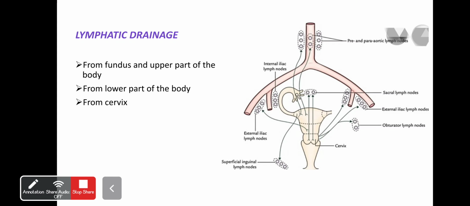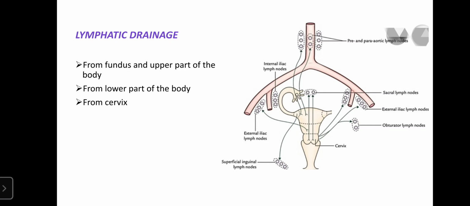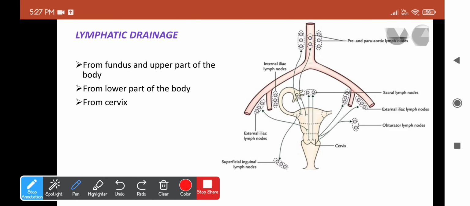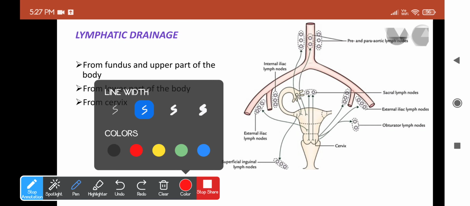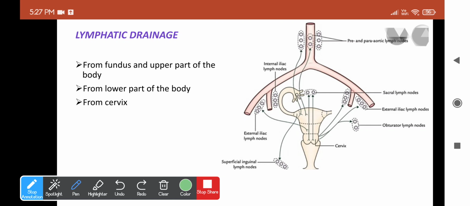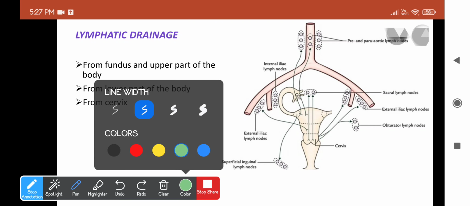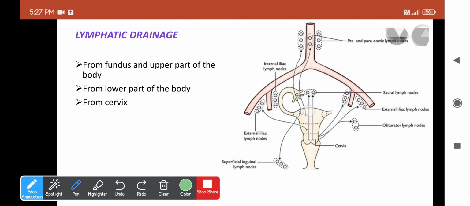So finally, about the lymphatic drainage, it's quite important. For this, we will be dividing the entire uterus into three parts: one is the fundus and upper part of the body, the lower part of the body, and finally the cervix. If you take the upper part and the fundus, this will drain directly into the pre and para-aortic lymph nodes, or it can also drain into superficial inguinal lymph nodes over here, okay.